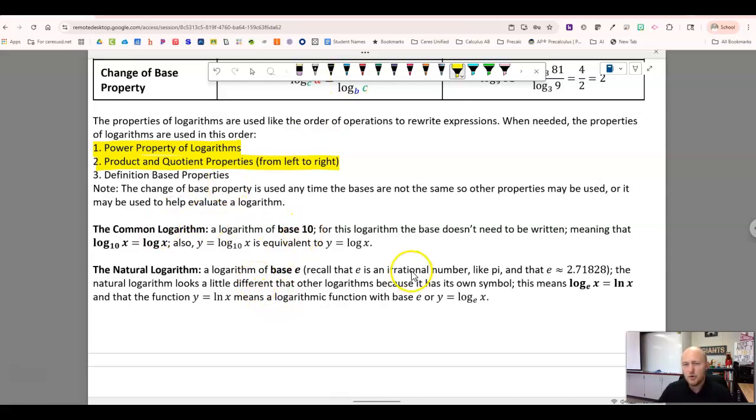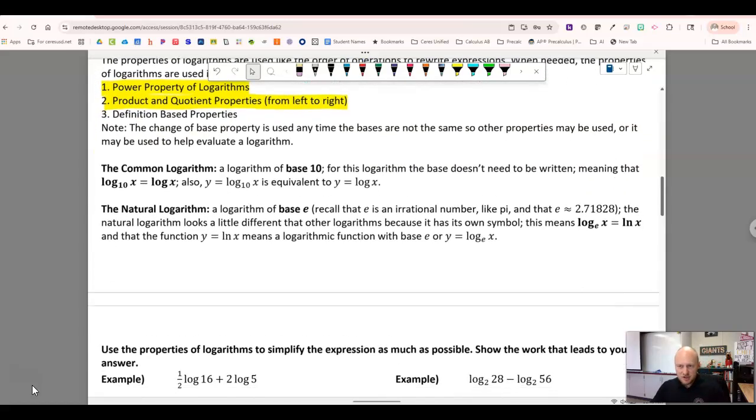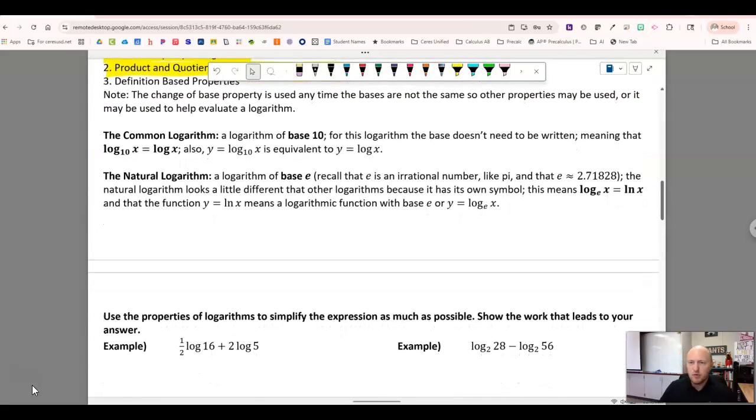Okay. Note, the only time you'll use the change of base property is when the bases are not the same. So the other properties may be used, or it may be used to help evaluate a logarithm. Okay. A couple of last vocabulary things before we dive in.